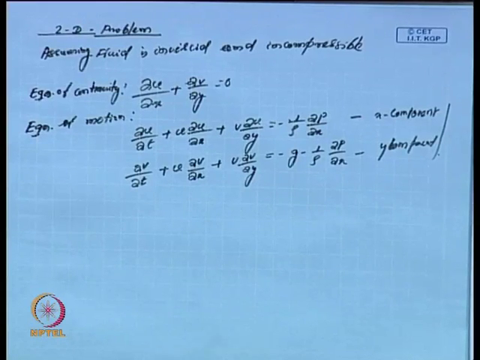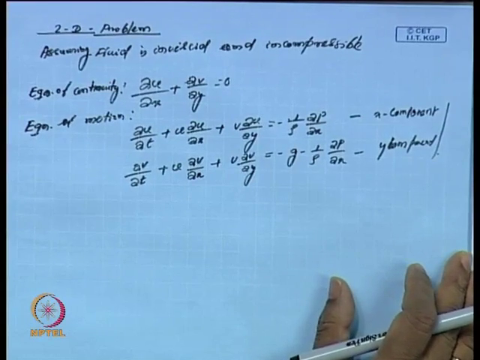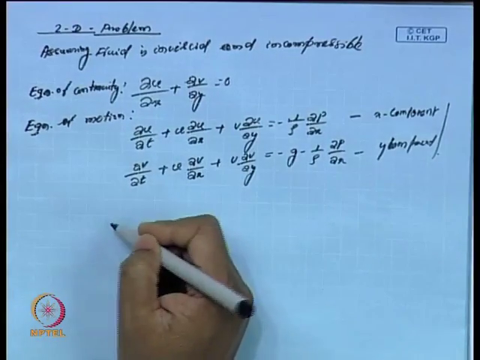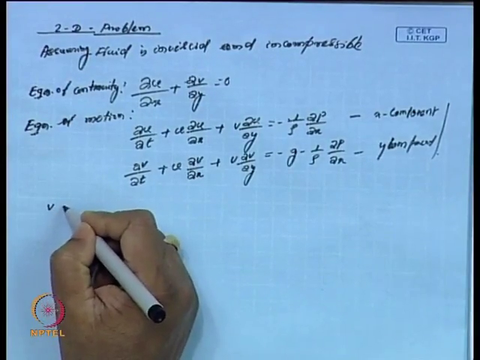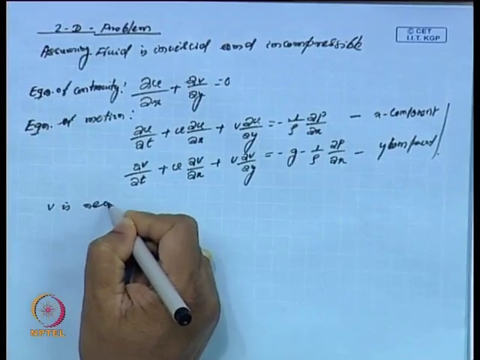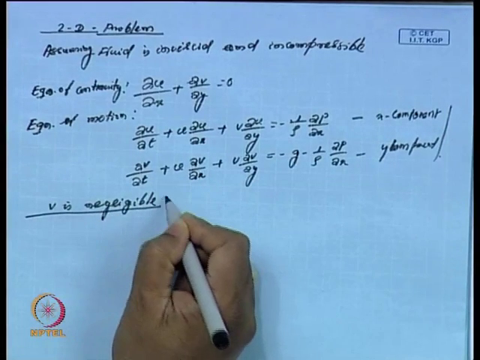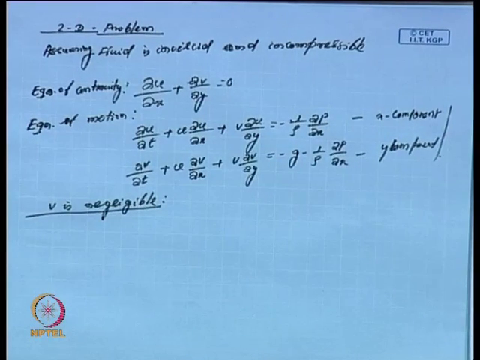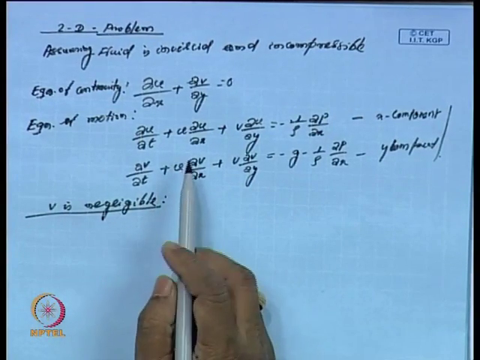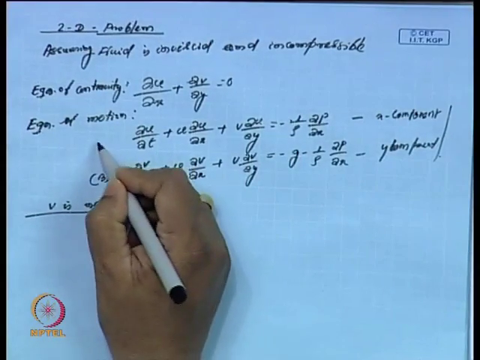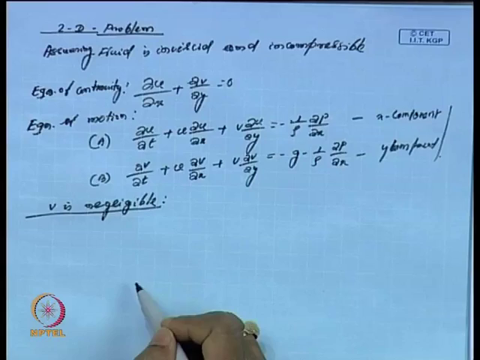Then, in the derivation of the small amplitude long wave theory, we assume that the vertical velocity v is negligible. That means the vertical velocity of the water particle is assumed to be negligible. So if v is negligible, what will happen to equation 2? This I call b, and this I call a. From b, what will we get?